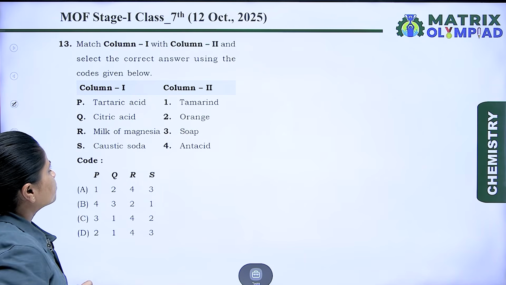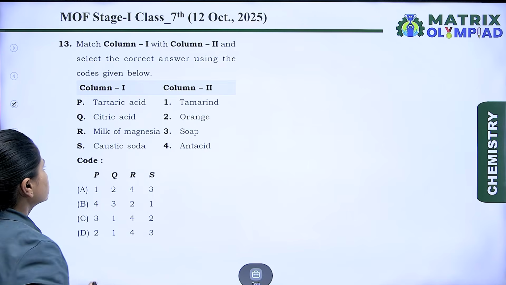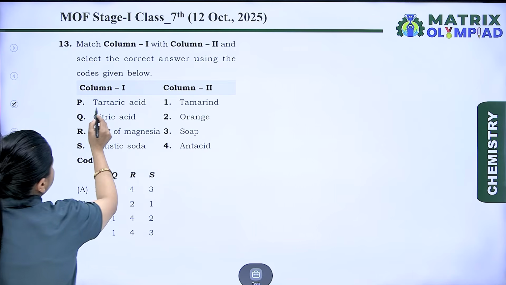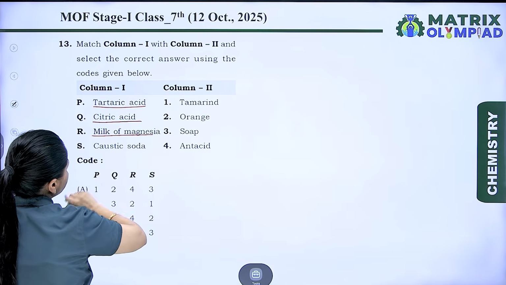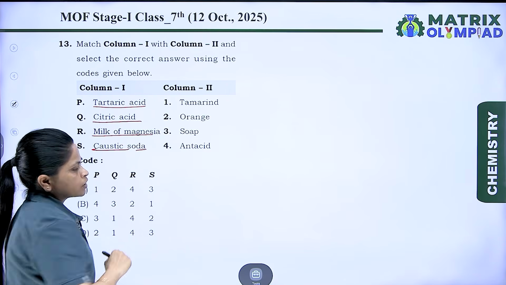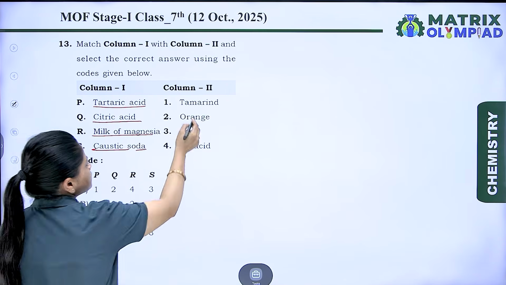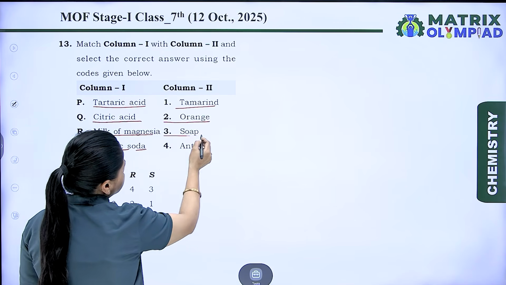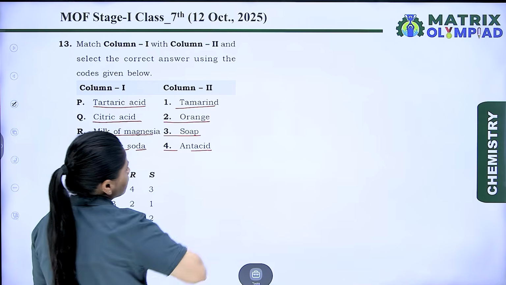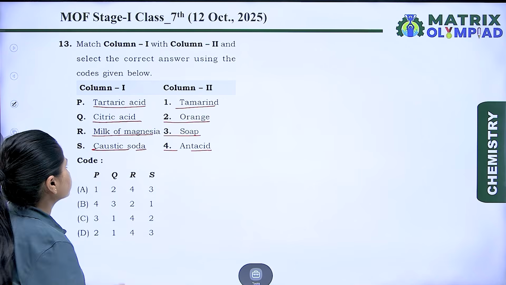This is based on match the column. Let's discuss column 1. P. Tartaric acid. Q. Citric acid. R. Milk of magnesia. S. Caustic soda. In column 2, there is 1. Tamarind, 2. Orange, 3. Soap, and 4. Antacid. Let's match the columns.